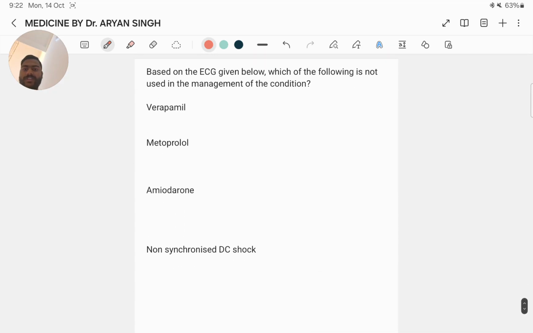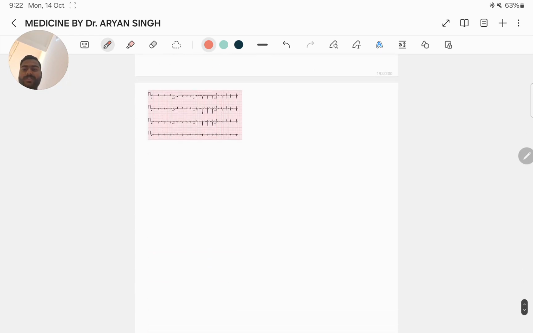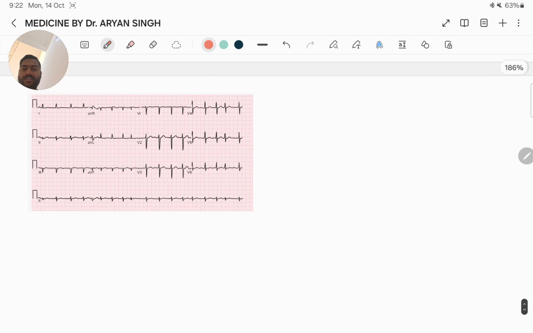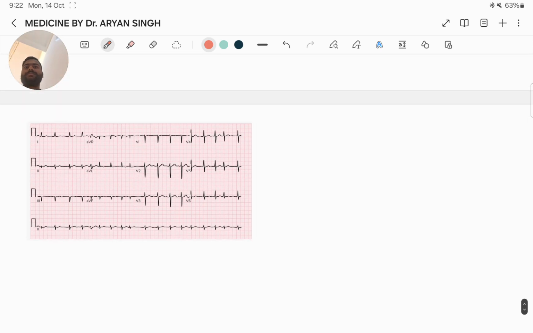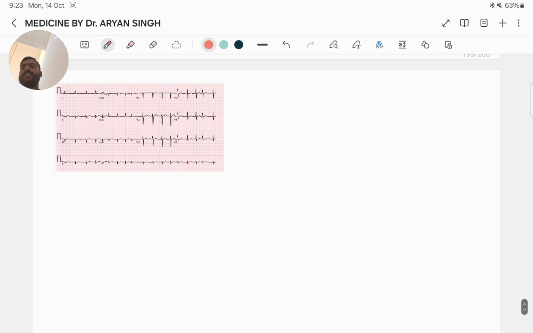Next question: based on the ECG given below, which of the following is not used in the management of this condition? Verapamil, metoprolol, amiodarone, non-synchronized DC shock. Here the ECG is suggestive of atrial fibrillation, as there is an irregular rhythm and absent P wave, with narrow QRS complexes, as seen in atrial fibrillation.